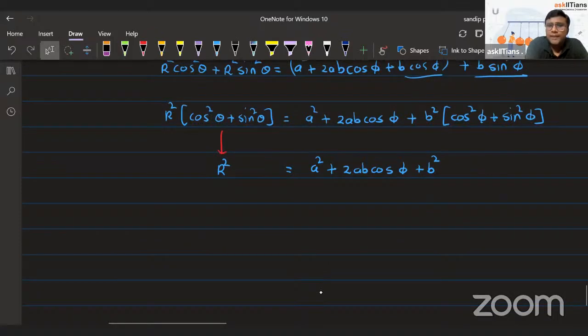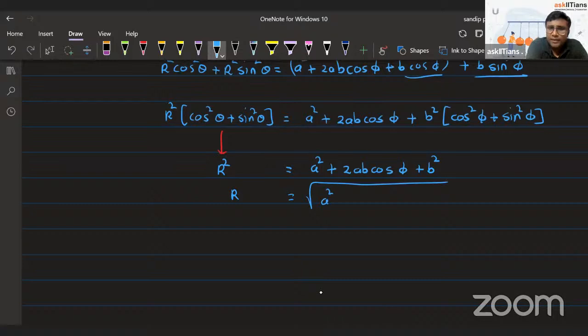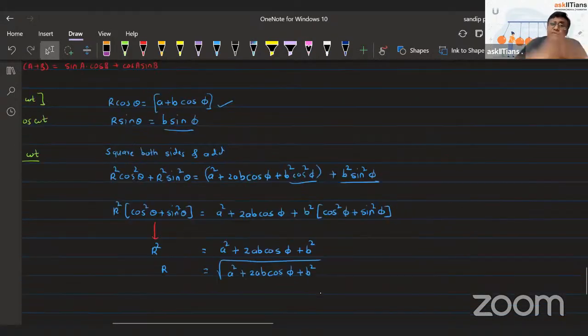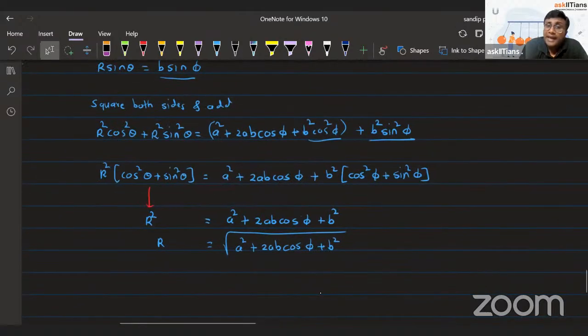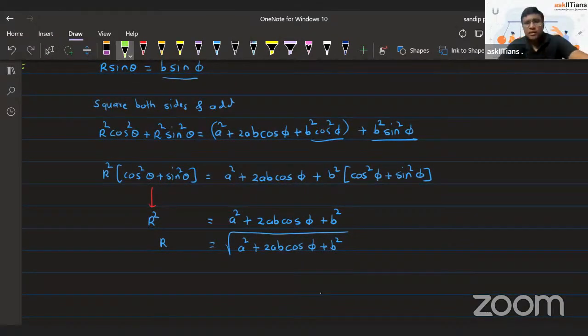So ultimately r will be what? R will be under root a square plus 2ab cos phi plus b square. So that is the expression for the final amplitude. Now, using this final amplitude, we can find out the maximum intensity or minimum intensity. So now R is the amplitude, and A and B are the amplitudes of the two waves.